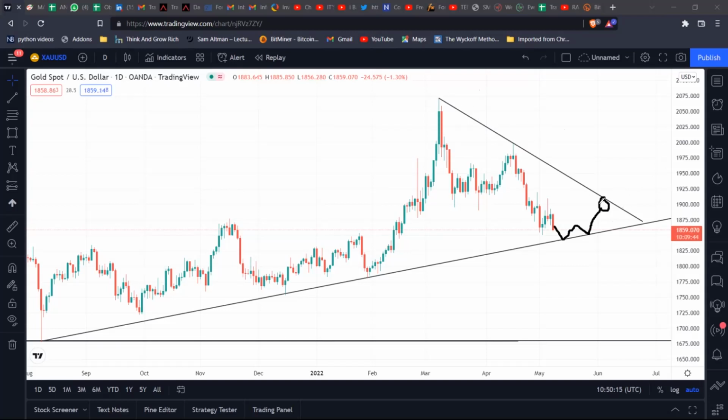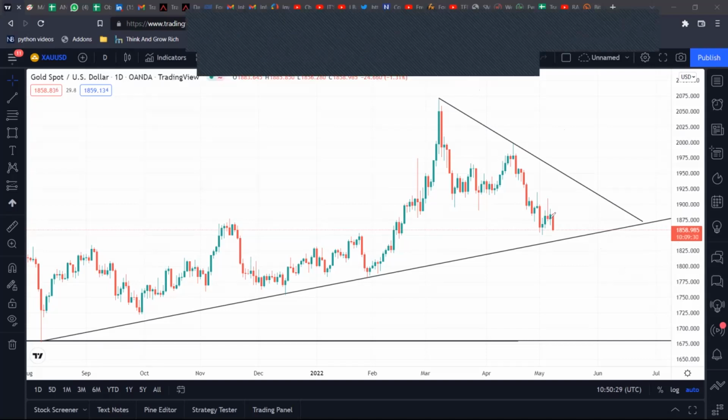However, if we fail to break and we come back here, we could break out either way. If we break out to the upside, fine. If we break out to the downside, fine as well. But either way, these two trend lines are key as to where gold moves in the next coming few weeks or months even. Okay.